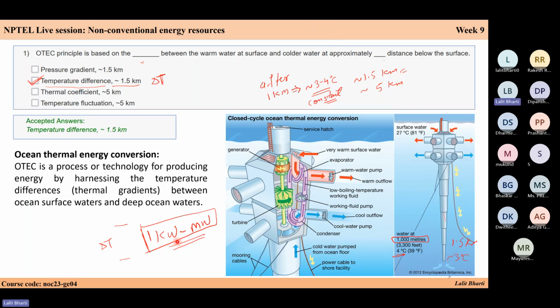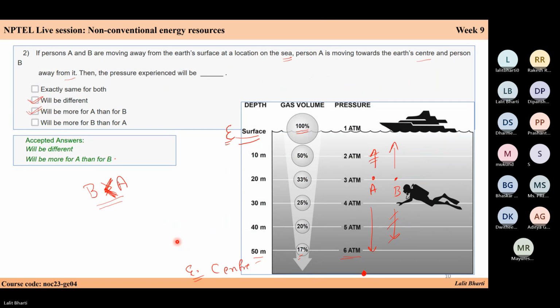Then you have the next question. It says, if person A and B are moving away from the Earth's surface at a location on the sea, person A is moving towards the Earth's center and person B away from the center, then the pressure experienced will be... So it is a simple question: you have a person A here and person B here. A is going downwards while B is going upwards.